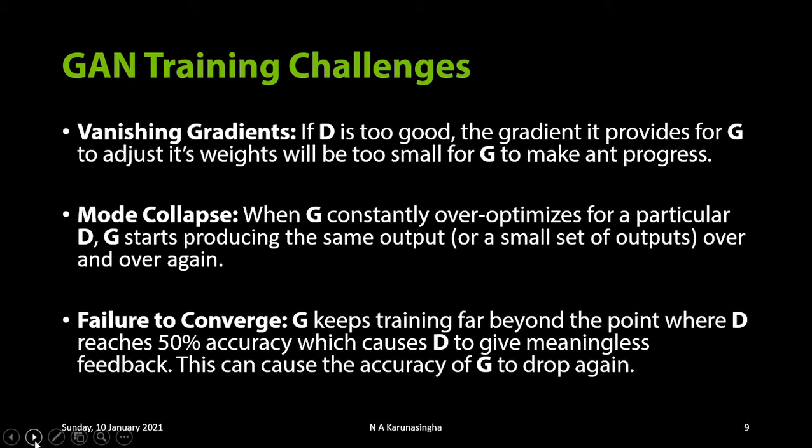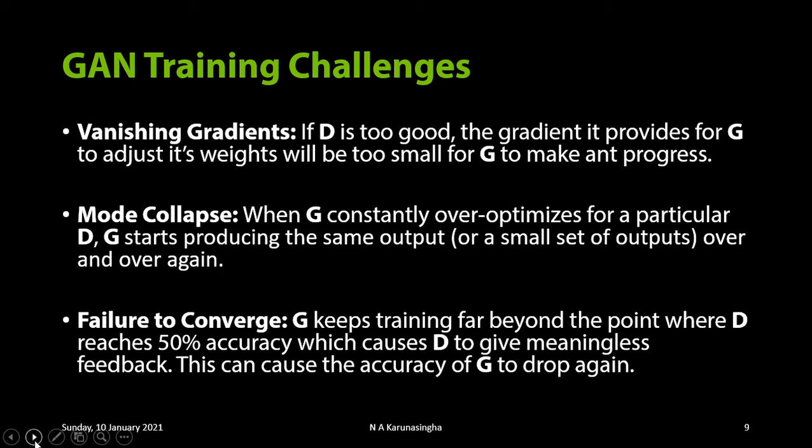If that is the case, then the gradient that the discriminator provides in the form of the generator loss to the generator will be too small for the generator to adjust its weights. So it's stuck in a situation where the generator doesn't really make any progress.